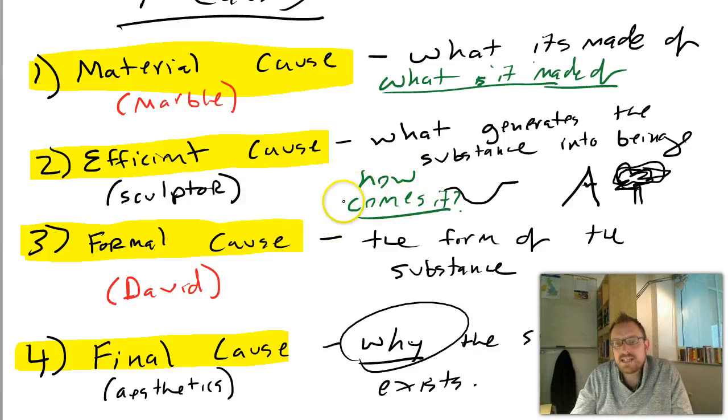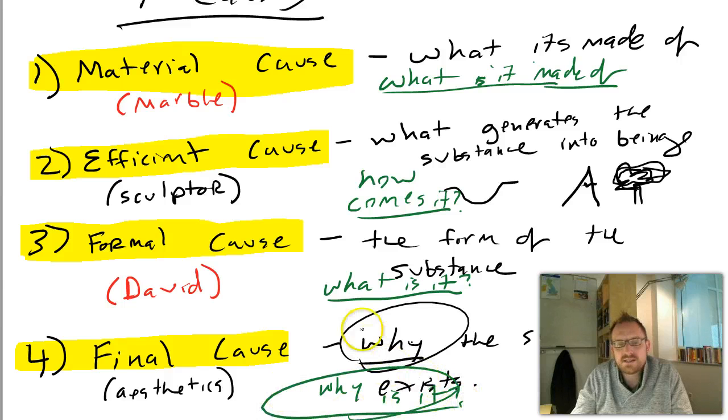The efficient cause is to answer the question, how comes it? The formal cause is, what is it? Not what it's made of, but what exactly is the thing itself. And then the final cause answers the question, why is it? Why does it exist? So we've got the material cause, the efficient cause, the formal cause, and the final cause.